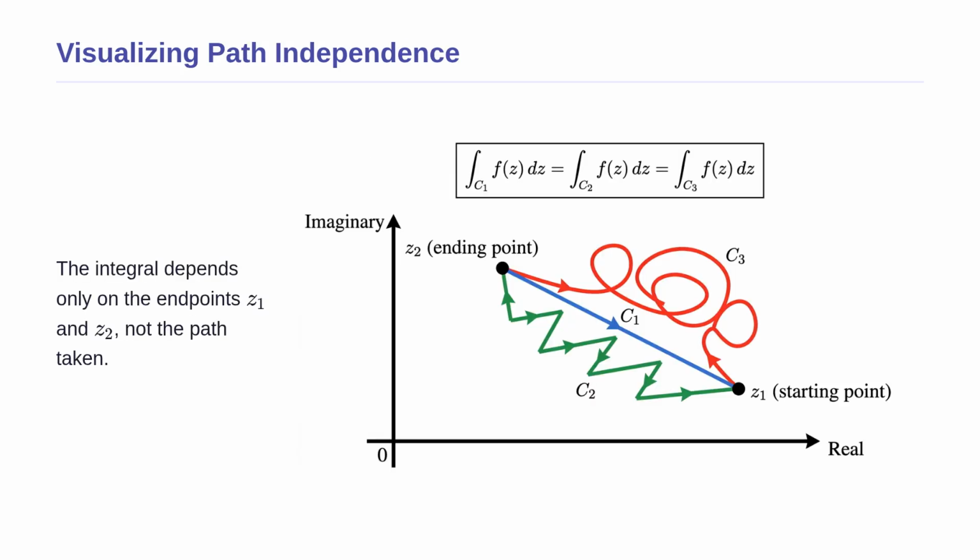Before we move on, let us see this with a concrete visual. Look at the diagram on screen. We have a starting point Z1 and an ending point Z2. You can take a straight blue line, a zigzagging green path, or a wild red loop from the starting point to the ending point. As long as the function has an antiderivative in the region containing these paths, the total accumulated value will be exactly the same for all three routes. This property is called path independence. It means you never have to worry about the messy details of the journey, only the destination and the origin.